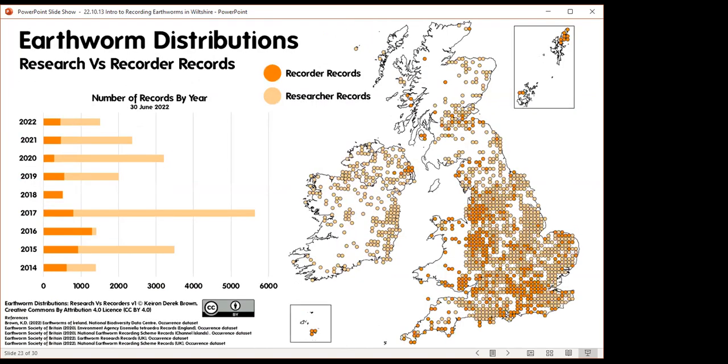What does our map look like now of the British Isles? Much, much better. Now, a lot of those dots are from one particular data set, which is the Environment Agency, and they're all the same species. So there's still a lot more gaps to fill. And this gives you an idea looking at the dots of our research records versus our recorder records. So a lot of that data is still from research. And there are some problems with that.